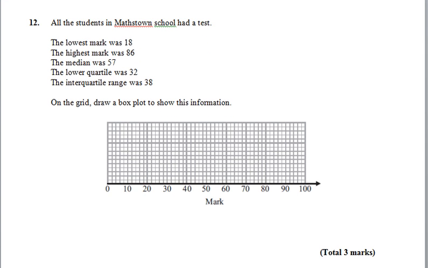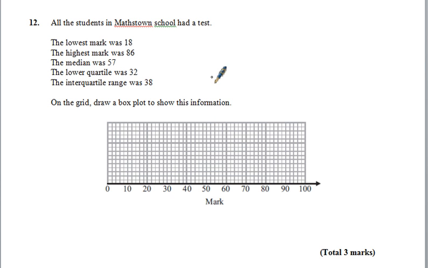This question proved to be challenging, so let's read this question again carefully, okay? All the students in Masstown School had a test. The lowest mark was 18, the highest mark was 86, the median was 57, the low quartile was 32, and the interquartile range was 38. On the grid, draw a box plot to show this information.